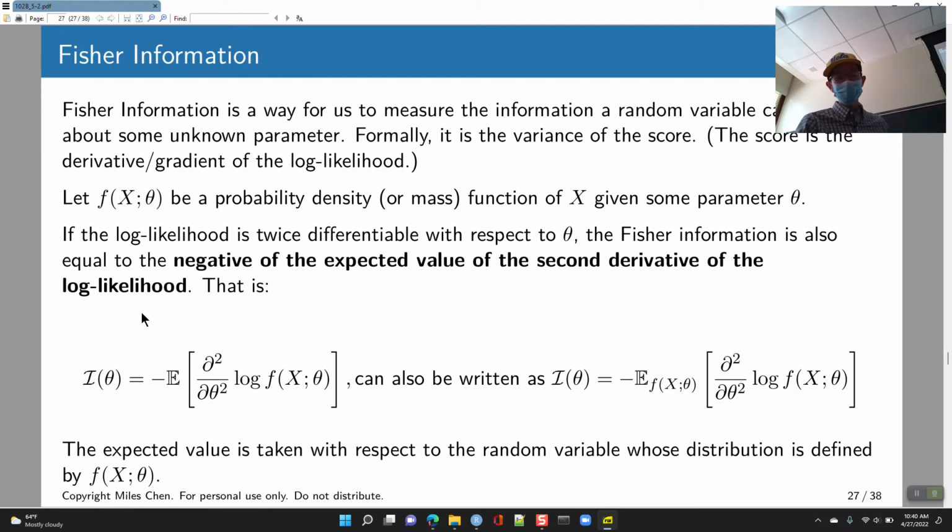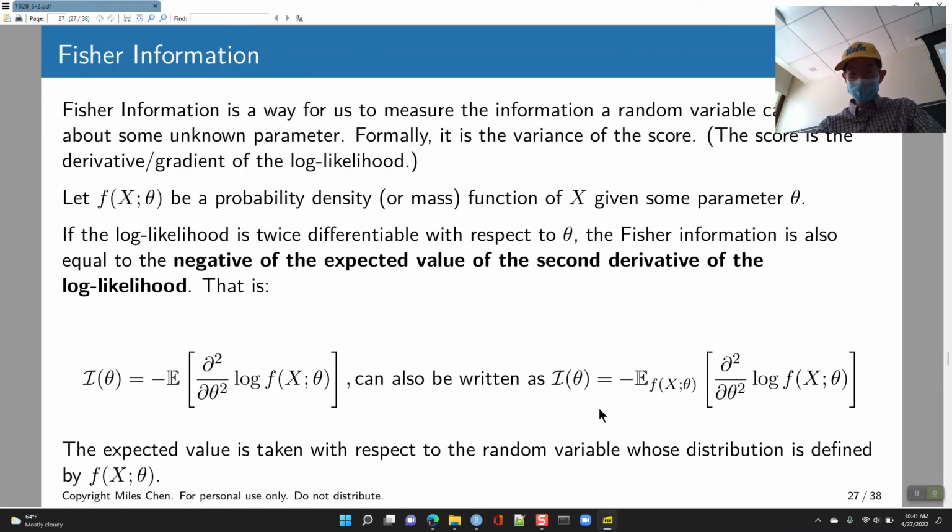So if you think about the log likelihood of this PDF, and you think about what the second derivative is, the second derivative would measure the curvature of that log likelihood function. And we're asking, what is the expected value of that thing? So the expected value is taken with respect to this random variable, with respect to the random variable x here. So if I say, what is the Fisher information?